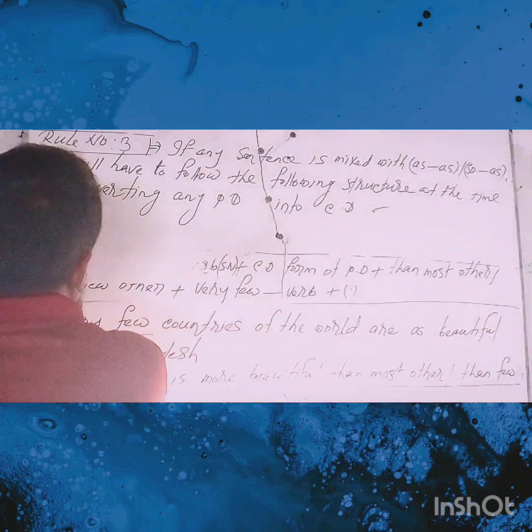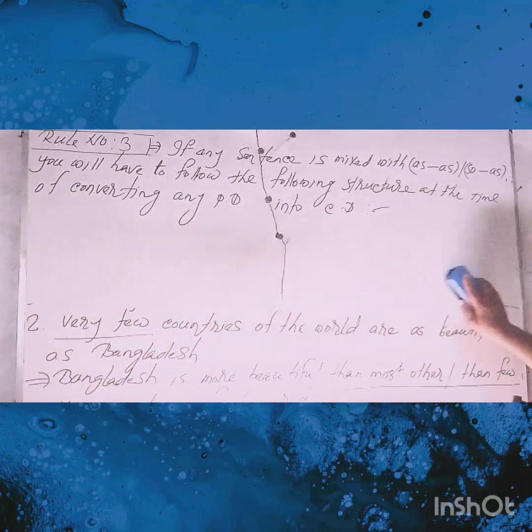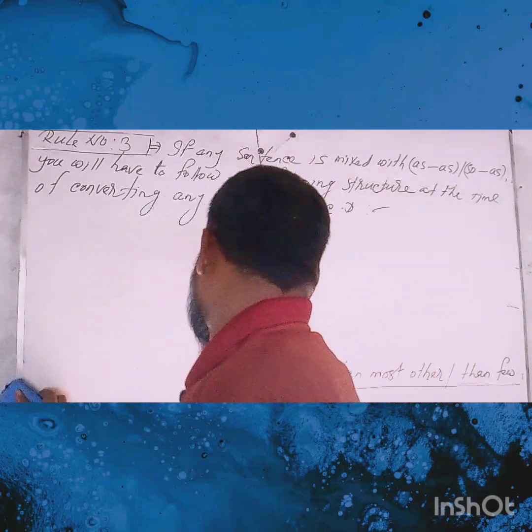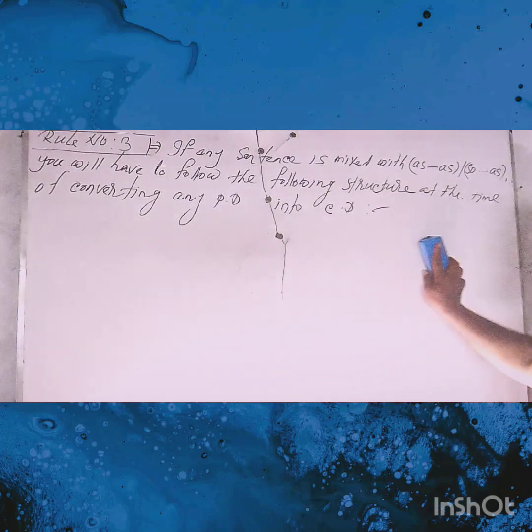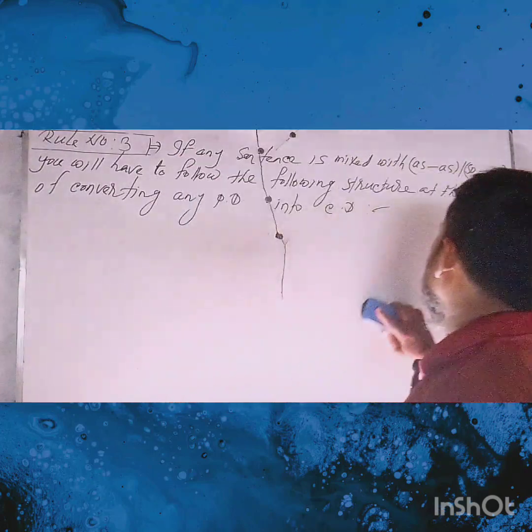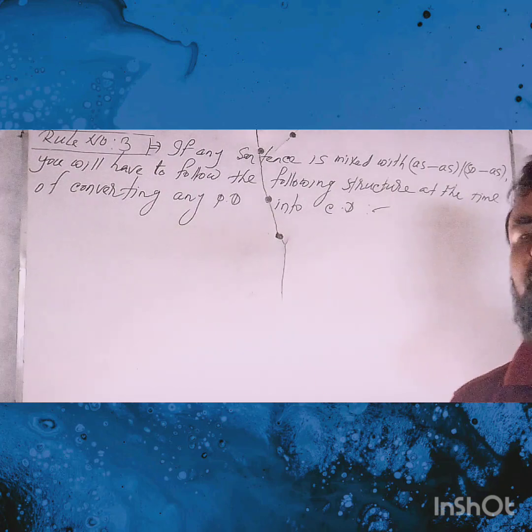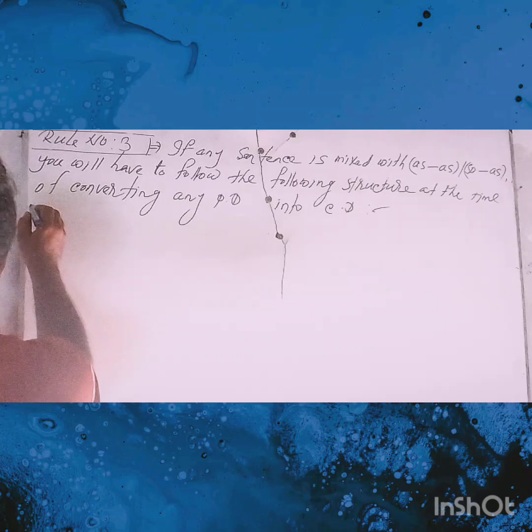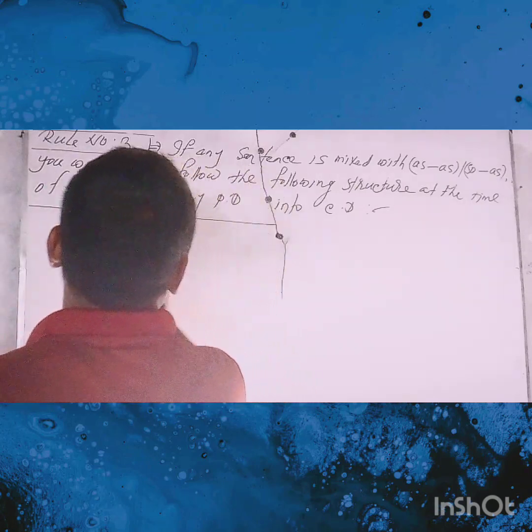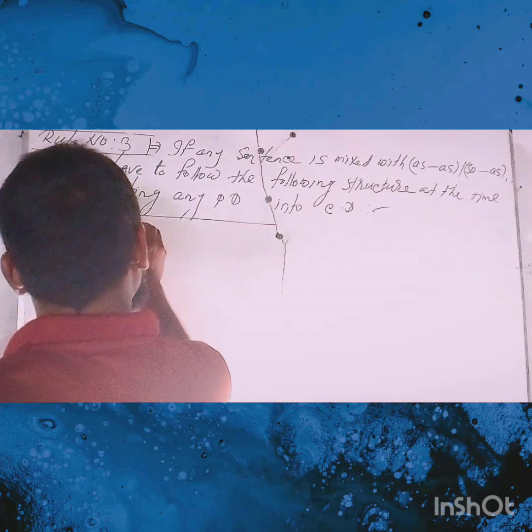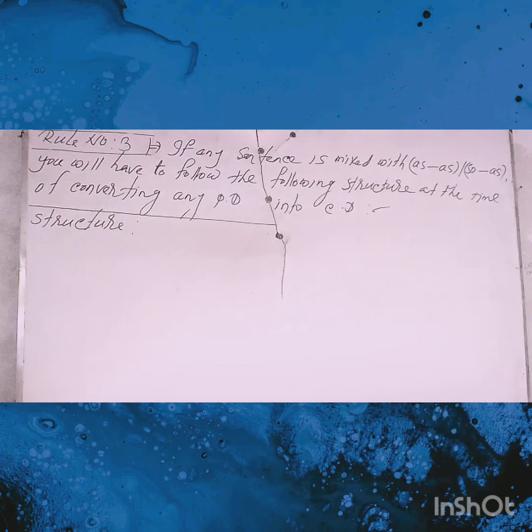Okay my dear learners, in rule number three I'm trying to show you the structure pattern. If any positive degree is mixed with "as... as" or "so... as", and you notice such a statement or sentence in the exam hall and have to convert it into comparative degree, you'll have to follow the structure. So okay, my dear learners, I hope that you have understood clearly. Now you'll have to follow the structure. In this case I am using a short form structure.